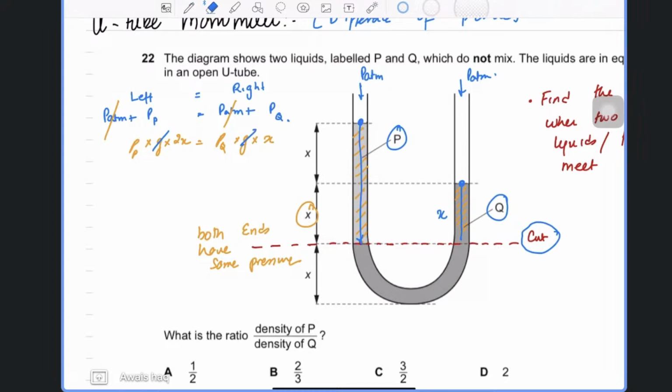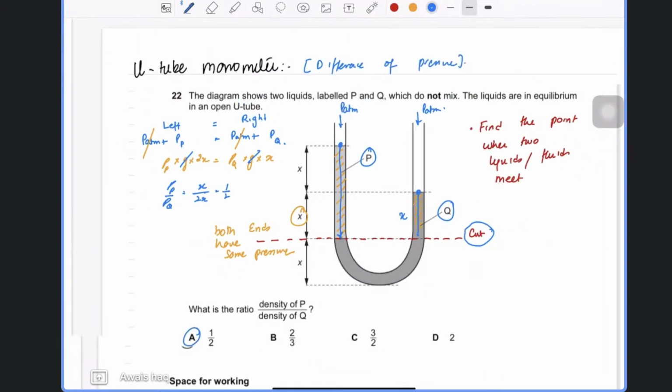What do we need? Density of P over density of Q. So density of P over density of Q will be equal to x over 2x. That is just half, which means the answer is A. Do you guys understand now?